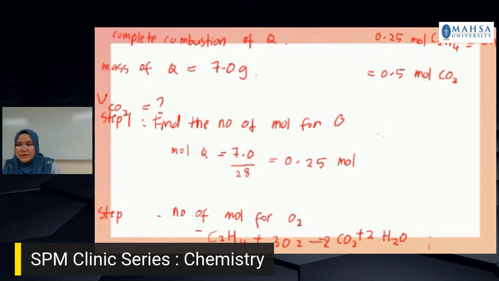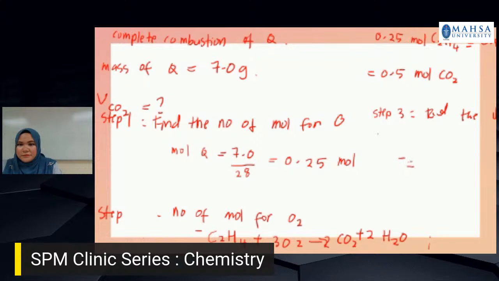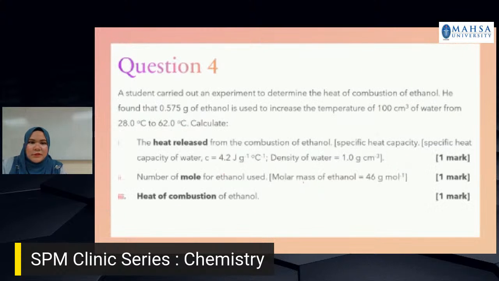Okay, so according to this information, step number 3 is find the volume. Volume equal to 0.5 mole CO2 equal to 24. Okay, go to the next.